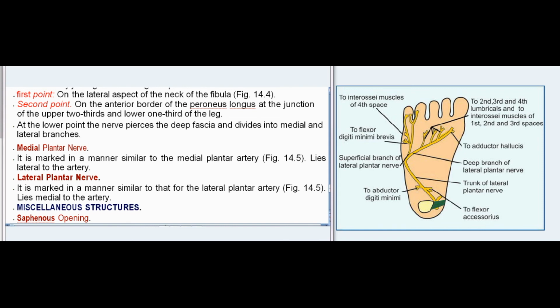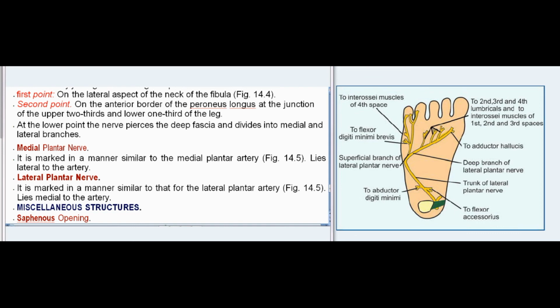Medial plantar nerve. It is marked in a manner similar to the medial plantar artery, Fig 14.5. Lies lateral to the artery. Lateral plantar nerve. It is marked in a manner similar to that for the lateral plantar artery, Fig 14.5. Lies medial to the artery.